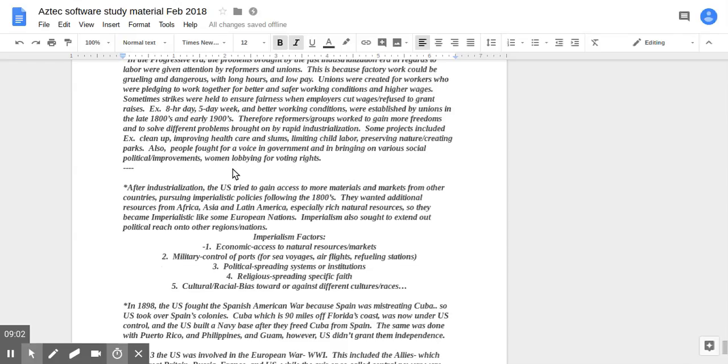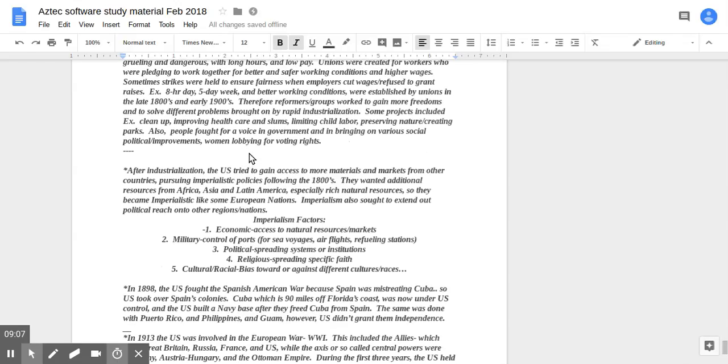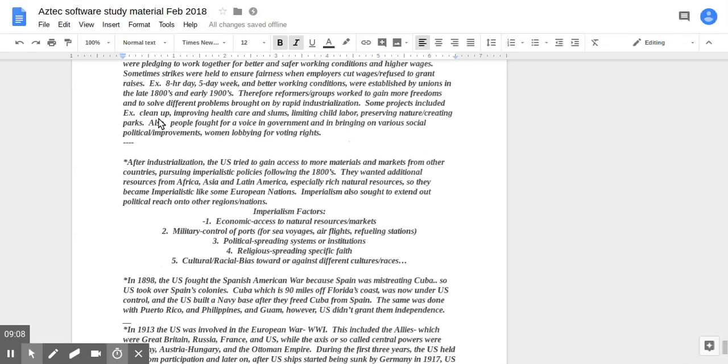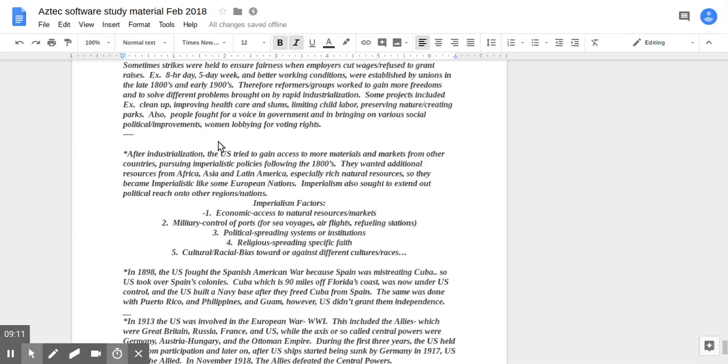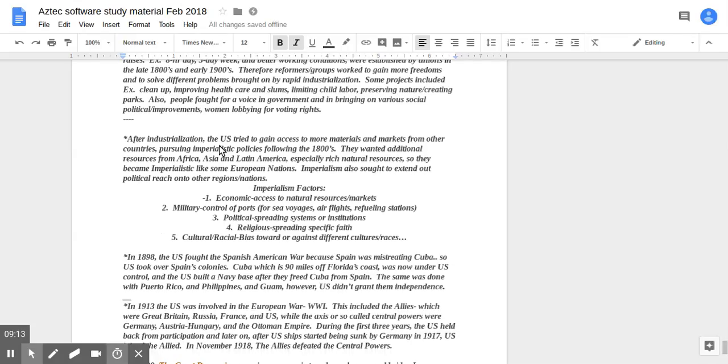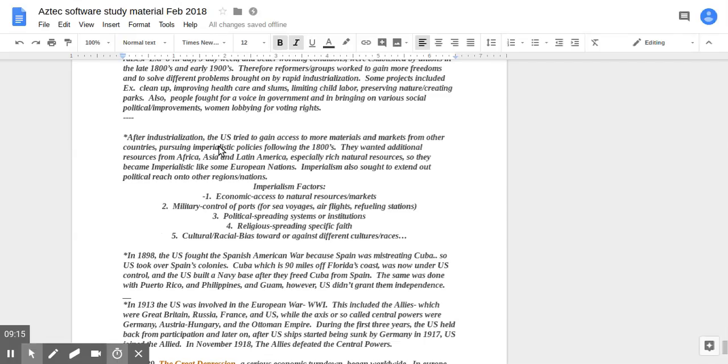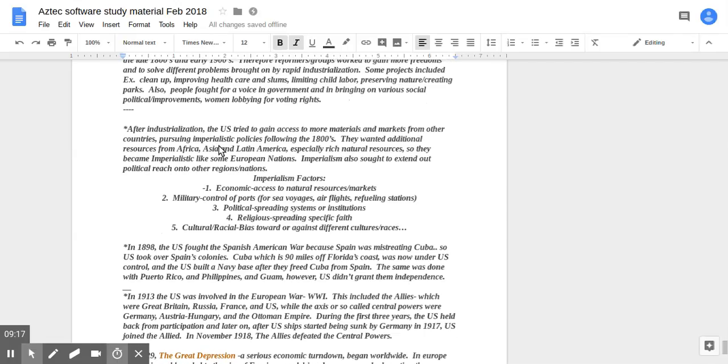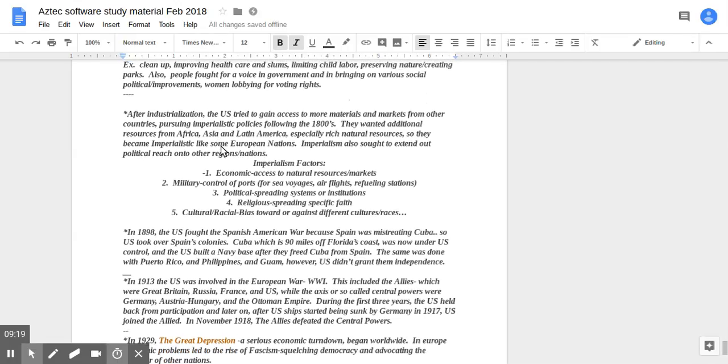So, those are all the different issues of importance, right? Cleanup, healthcare, slums, child labor, nature, good days for children, and voting rights and social and political improvements.